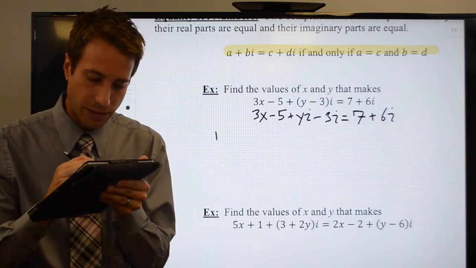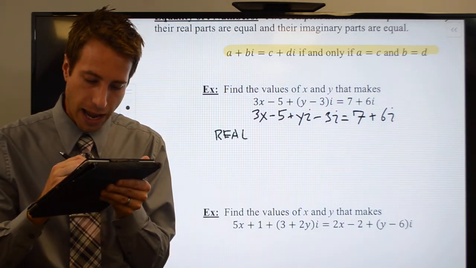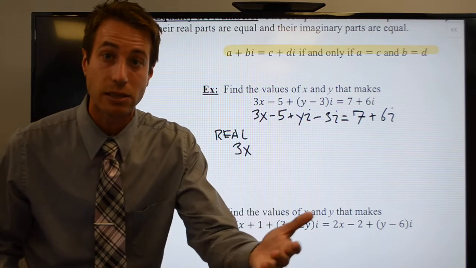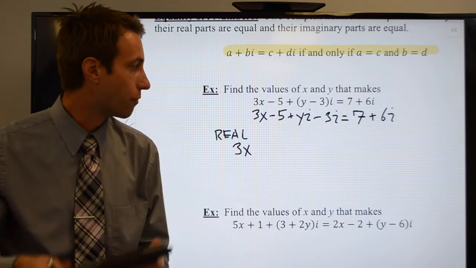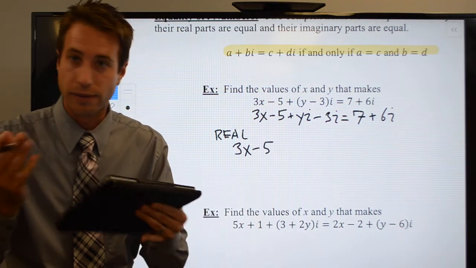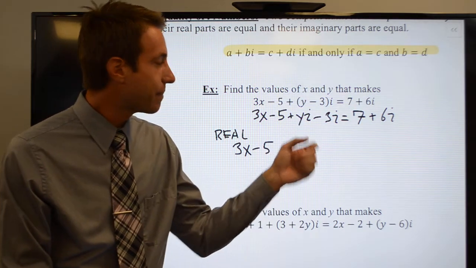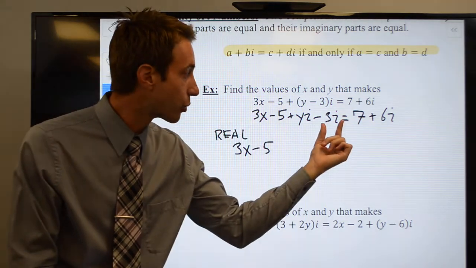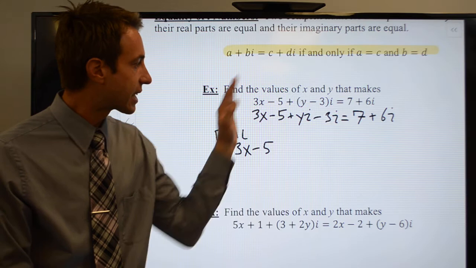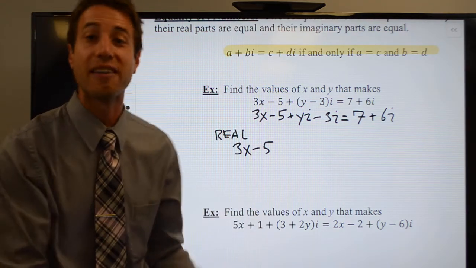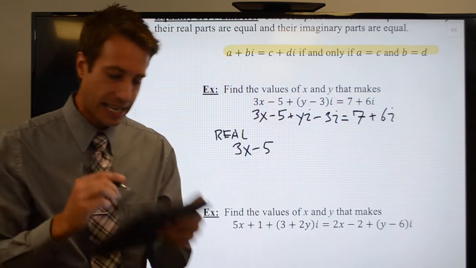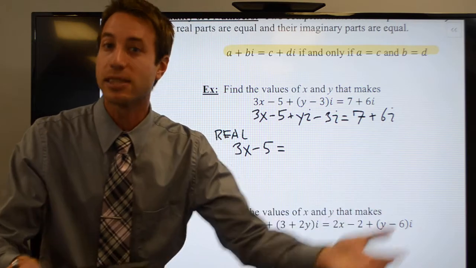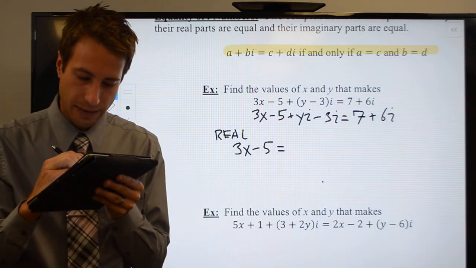So here's what I've got. As far as the real numbers are concerned, I have 3x, which is a real number. 3 is a real number, and x is just a variable that represents a real number, even though I don't know what it is. We're going to solve for it. I have a minus 5, which is obviously a real number. Y, I don't know what y is, but it's with this i, which means that's an imaginary number. And this 3i is imaginary. So that takes care of everything on the left-hand side of the equal sign. On the right-hand side, my real number is 7. The 6 is not real because it's with an i. That makes it imaginary. So I have a 7.